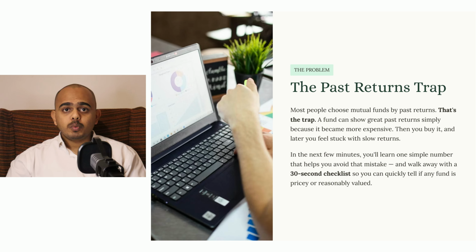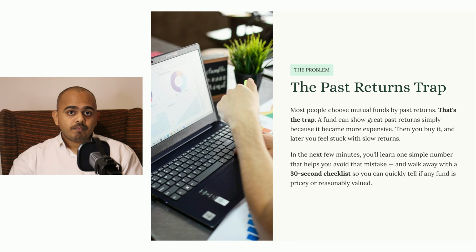Most people choose mutual funds by past returns. That's the trap, because a fund can show great past returns simply because it became more expensive. Then you buy it and later you feel stuck with slow returns. In the next few minutes, I'll show you one simple number that helps you avoid that mistake.